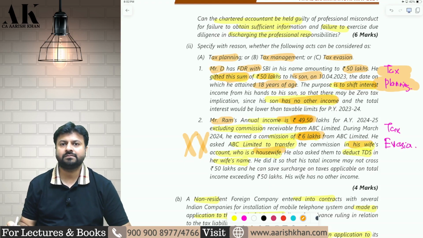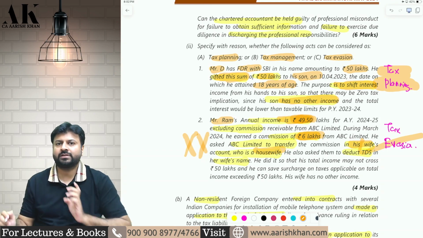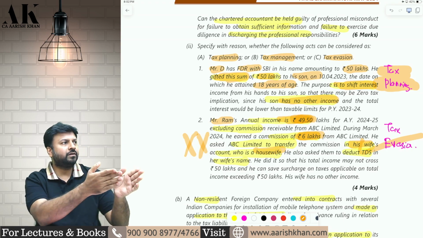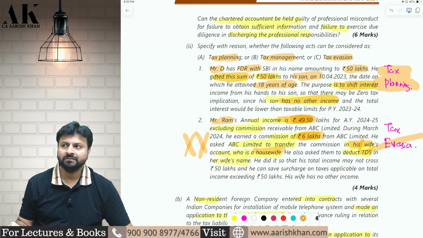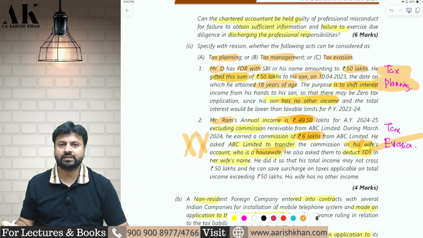Is this tax evasion? The answer is yes. I cannot tell you to pay the fees to some other person. I cannot tell you to give the money into my wife's account, or give the money to my friend's account. This is clearly tax evasion, and therefore this is a case of tax evasion, not tax planning.